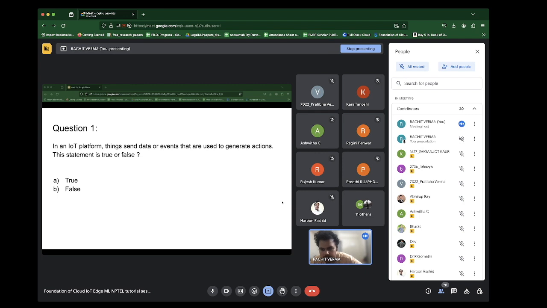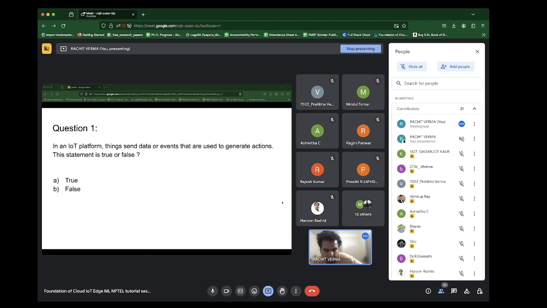Okay, so the first question is, in an IoT platform, things send data or events that are used to generate actions. This statement is true or false. Now when I say true or false, I'm looking for precision, right? So even if this statement does not encapsulate the entire story, then it would be false. Okay. So does anyone have any responses?